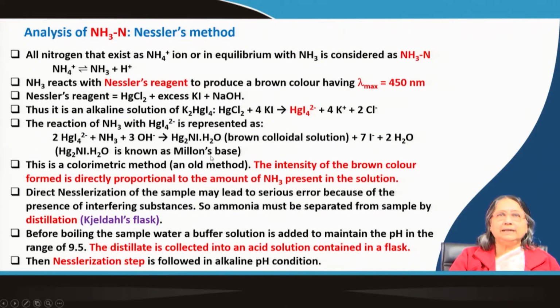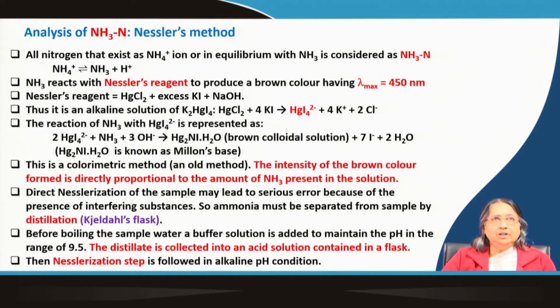It is also known as Millon's base. Now, you can use this method as a colorimetric method, because some color is developed. If you use a definite concentration of ammonia nitrogen and perform this reaction, then as the nitrogen concentration changes, the color intensity will also be different, and you can use it as a colorimetric method.